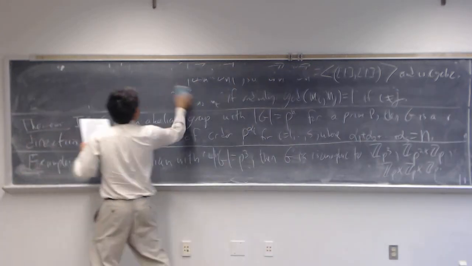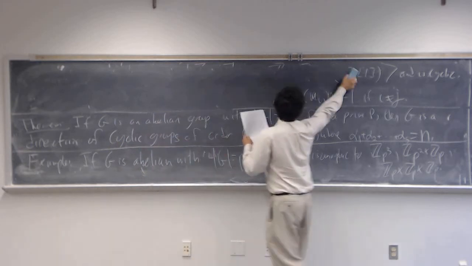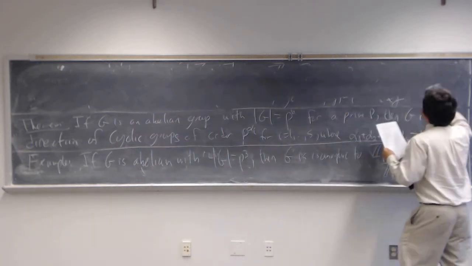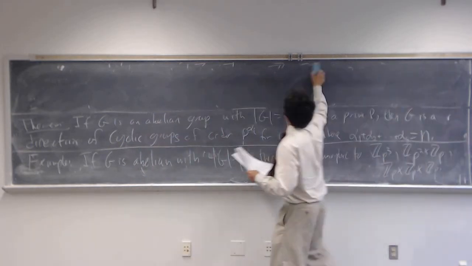Let's look at another example of G being abelian with maybe one higher, p to the 4th.